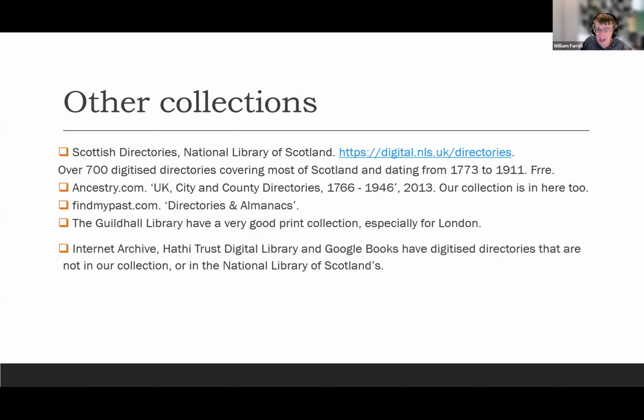The Internet Archive, the HathiTrust Digital Library, and Google Books have digitized trade and street directories that aren't in our collection or the National Library of Scotland's, and they will have American content that we don't have, probably some content for Ireland as well, and for other non-English countries. So if you are looking for a place and you can't find a directory for it in our collection or the National Library of Scotland, or for the particular year or decade you're interested in, and also if you're interested in the 1920s and 1930s, it's worth trying those three sources because they may have something that we or the National Library of Scotland don't have.